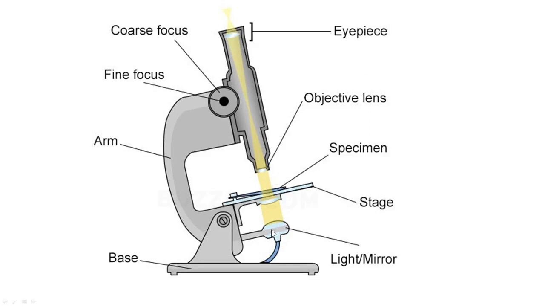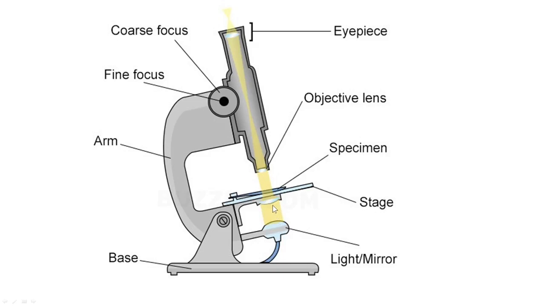The microscope needs a light source, the same thing, right? It needs a light source, which could be natural light. So we use a mirror over here, or a bulb. The iris diaphragm controls how much light comes in.